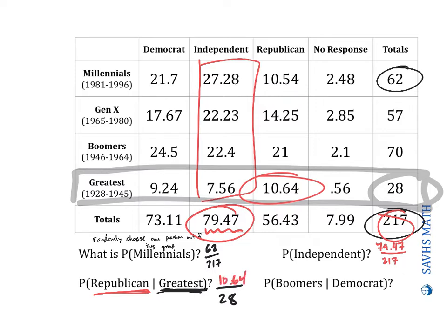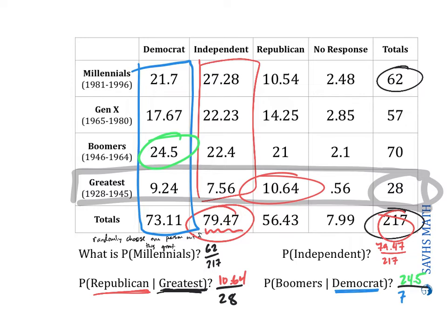Similarly, we can do the same thing with the probability of somebody who's a boomer, given that they are a Democrat. So we're going to start by looking at only the people who are Democrats, and that is this 73.11 million people. And then given that we're looking only at that Democrat column, what is the probability that they are a baby boomer? That would be this 24.5. So we're going to do 24.5 out of our total, which is 73.11.